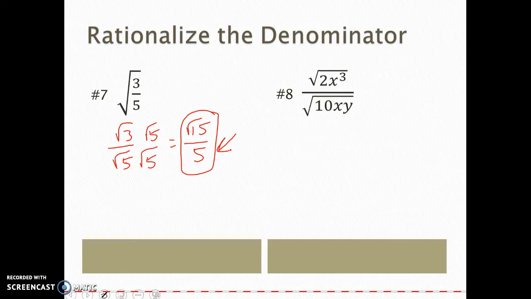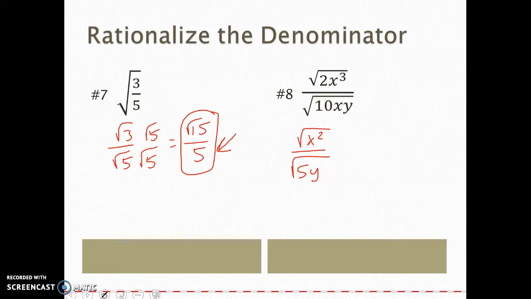So how do I do that on something like number 8? Well, let's start by simplifying number 8. I can write this as 2 over 10 reduces to 1 over 5. And then I have the square root of 1 on top, square root of 5 on the bottom. But then x to the third over x to the first is x squared on top, and I have a y on the bottom.